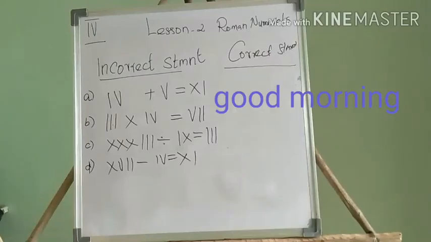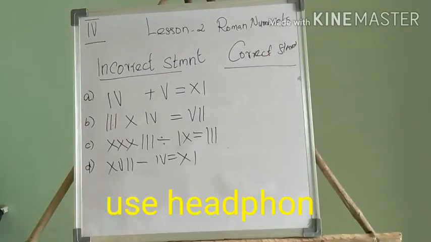Hello students, last class we talked about Lesson 2, Roman numerals. Today we are going to discuss page number 88 in your book. Some model questions are given, so we will solve that Roman numerals exercise.